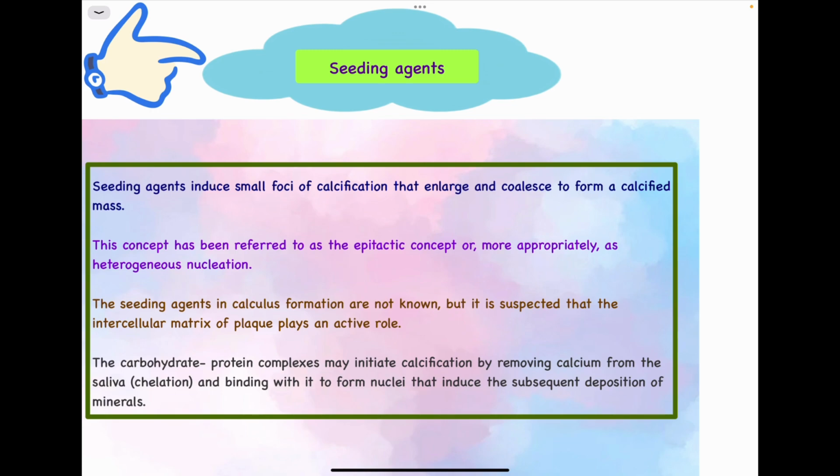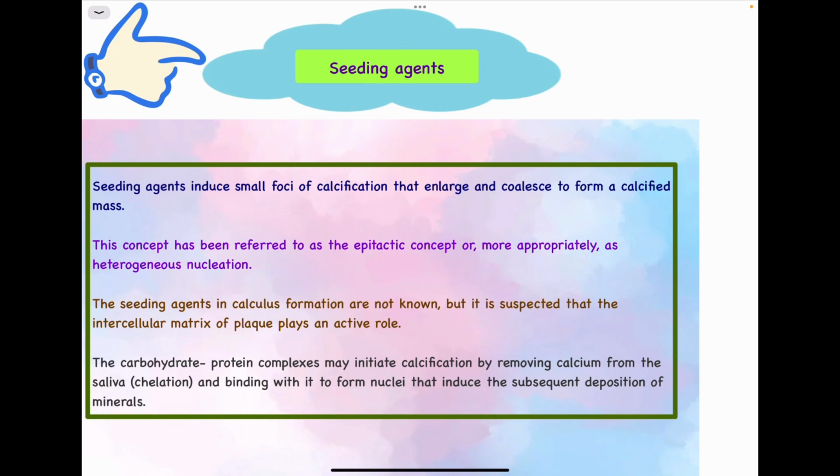So this concept is also known as the epitactic concept or heterogeneous nucleation. This is a very important line: the seeding agent theory is also known as the epitactic concept or the heterogeneous nucleation. The seeding agents in calculus formation are not known, but some say that the intercellular matrix of the plaque itself plays an active role. So in both theories, the plaque itself is acting as a foci for the calcification to occur.